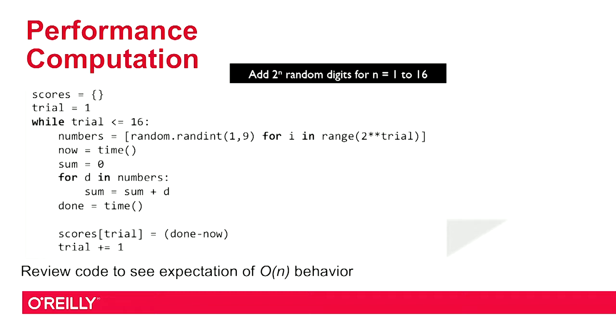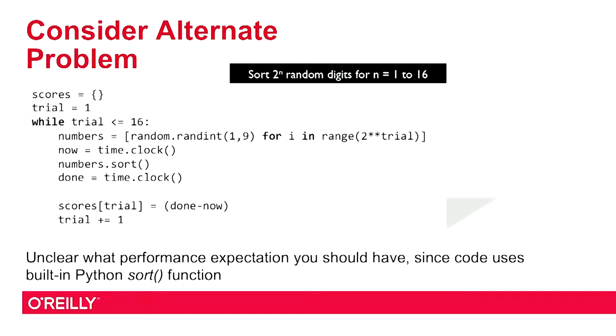In this case, I've chosen a very specific problem, adding 2 to the n random digits. And n, in this case, is going to be the size of the elements, which is going to range from 2 all the way up to 2 to the 16. As I've already demonstrated, that exhibits linear growth, or order n. I'm just going to make a small change to this algorithm. Now consider, what if I generate 2 to the n random digits, and now I want to sort them using Python's built-in sort mechanism for any list? It's not clear what the performance expectation is. I have to run it to get a sense of what it would look like.